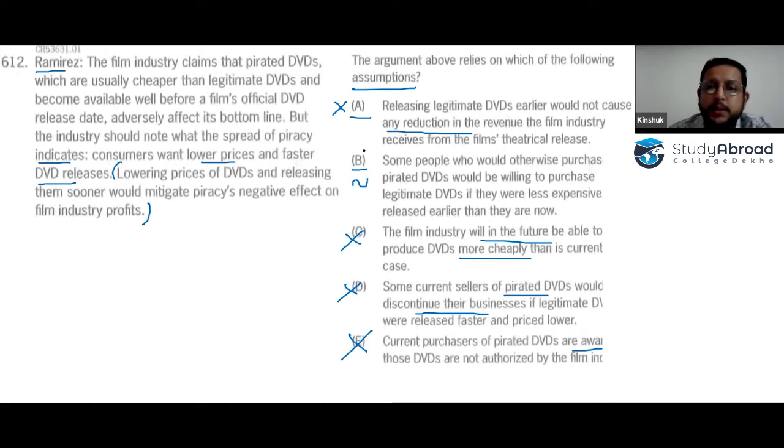So what will be the answer? The right answer will be option B. All right, let's try another question.